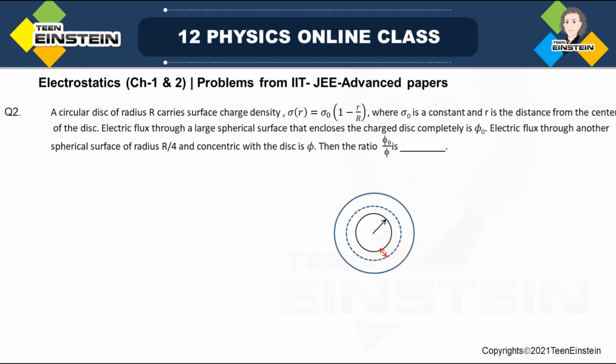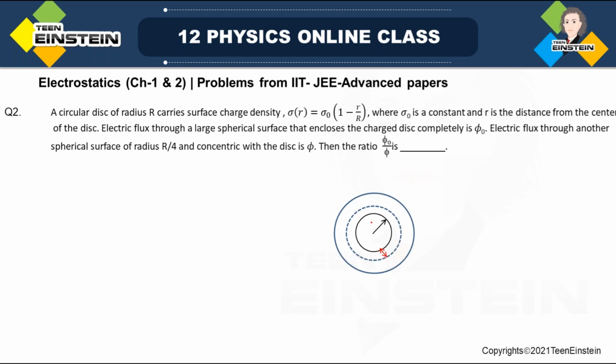So see here, the question is: a circular disk of radius capital R carries surface charge density sigma is equal to sigma naught whole into 1 minus small r by capital R, where sigma naught is a constant and r is the distance from the center of the disk. Electric flux through a large spherical surface that encloses the charged disk completely is phi 0.